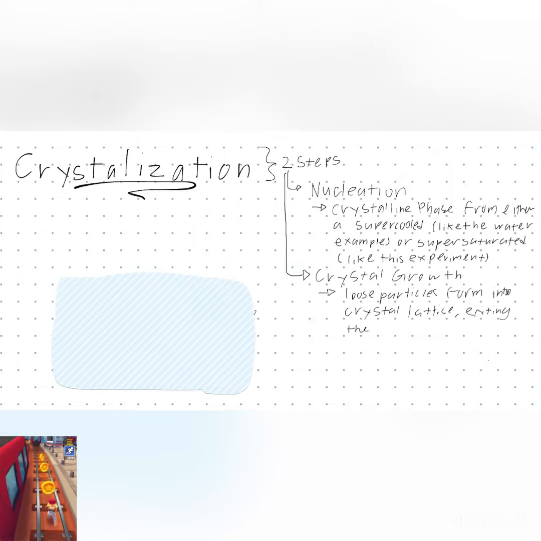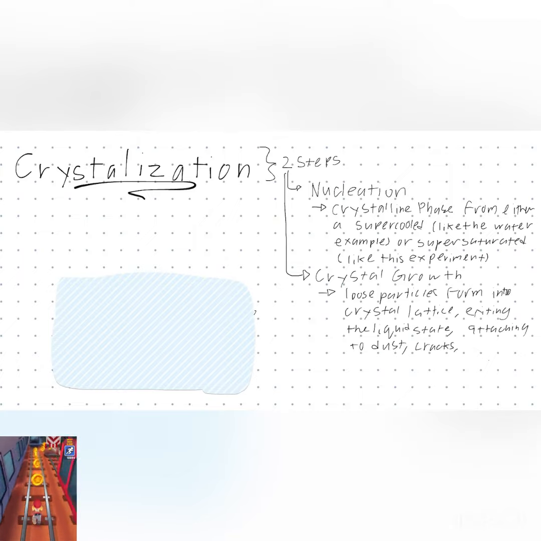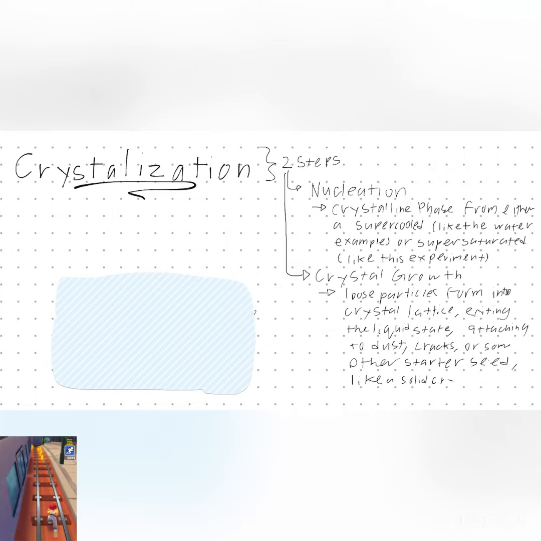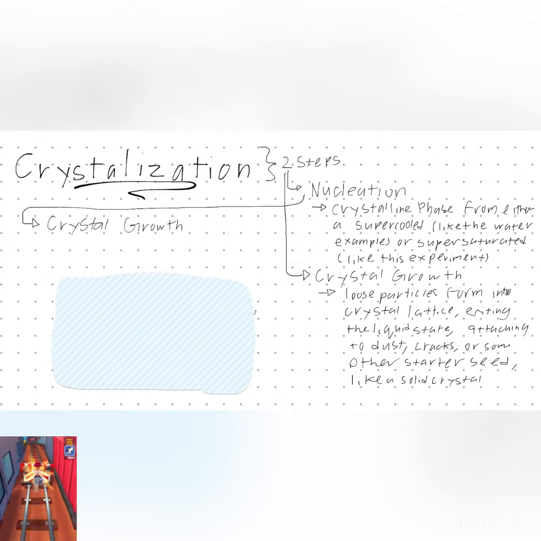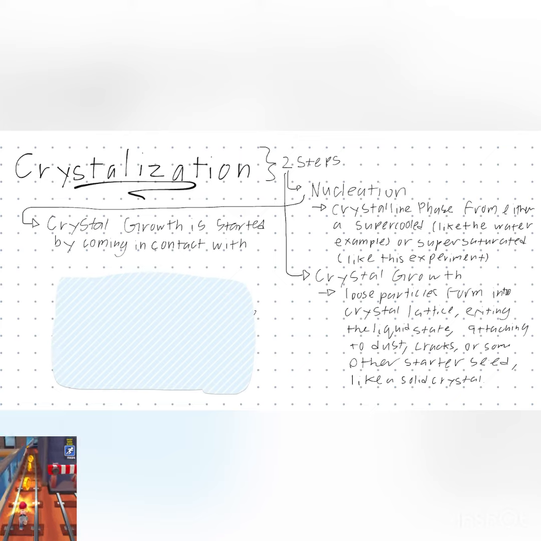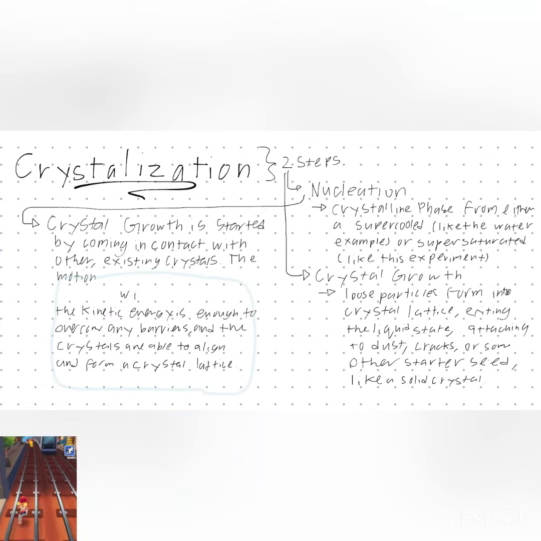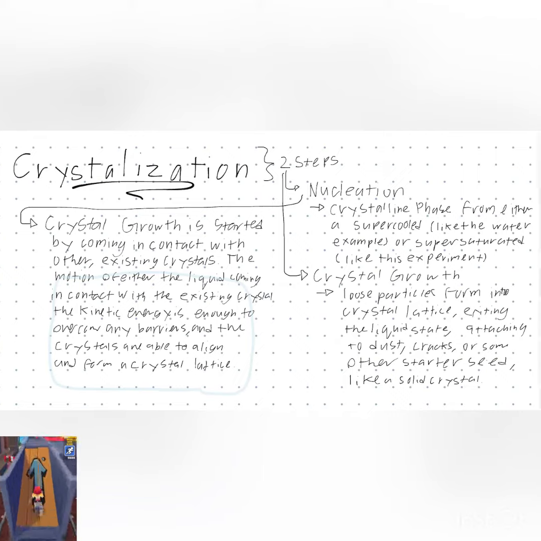This is when loose particles form into a crystal lattice, exiting the liquid state by either attaching to dust or some other starter seed, like a crystal. Crystal growth is started by coming in contact with other existing crystals. The kinetic energy is enough to overcome any barriers, and the crystals are able to form.